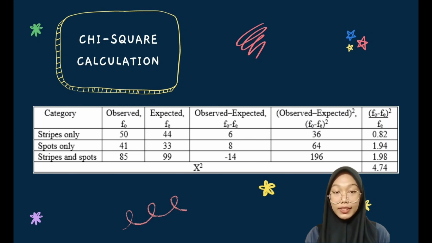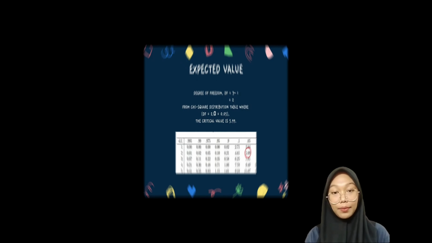Next is the calculation. The calculation consists of making the table. The observed value has been given, while the expected value can be calculated using the phenotypic ratio that has been given in the question, which is the ratio 4:3:9. Next is to calculate the value of (FO minus FE) squared divided by FE to get the observed value, or X squared. The calculated X squared value is 4.72 as shown in the table.